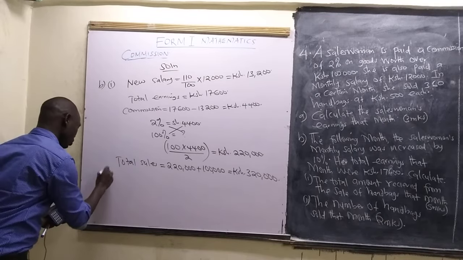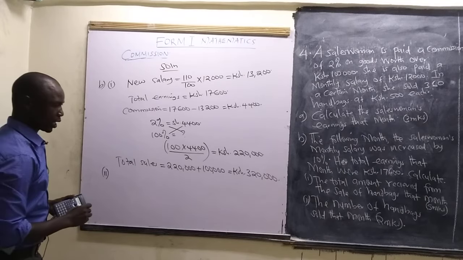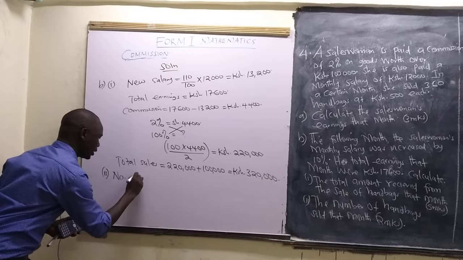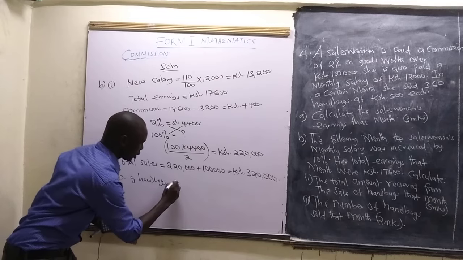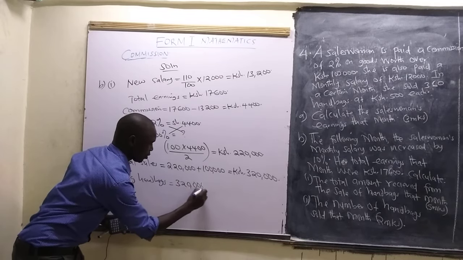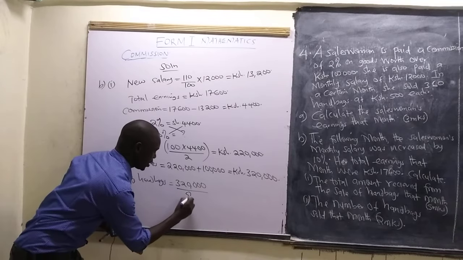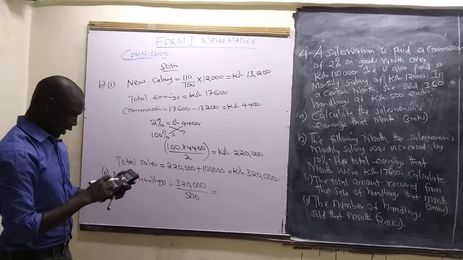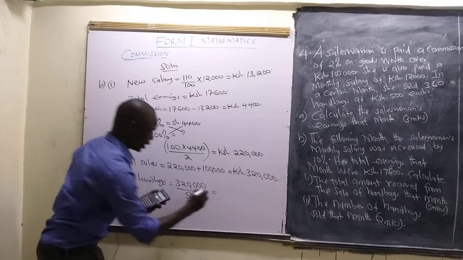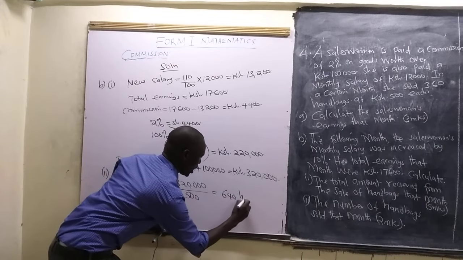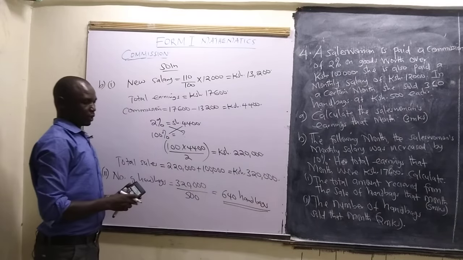To get Roman 2 of the question, we are supposed to calculate the total number of handbags sold that month. So to get the number of handbags, we are going to take the total amount of money that was sold from the handbags. Then we divide by the price of each handbag, which is 500. If you take 320,000 and divide by 500, we are going to get 640 handbags. That is the answer to the last question.